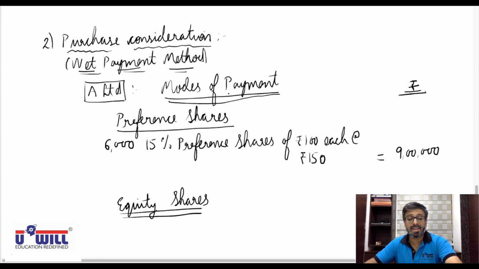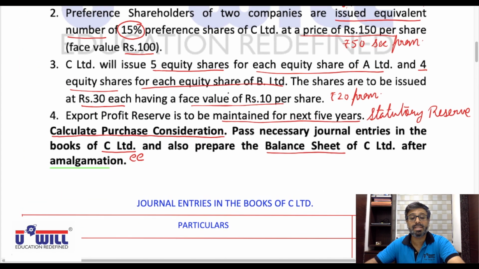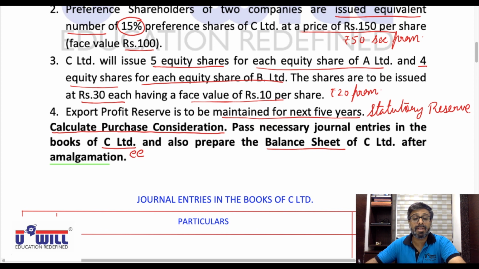So equity shares will have to read adjustment number 3. All of you see that in adjustment 3, what is it given? C Limited will issue, now for A Limited it is given 5 equity shares. From A Limited's point of view, it will issue 5 equity shares for each equity share of A Limited. You take this second part first.